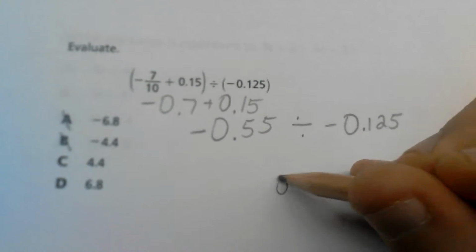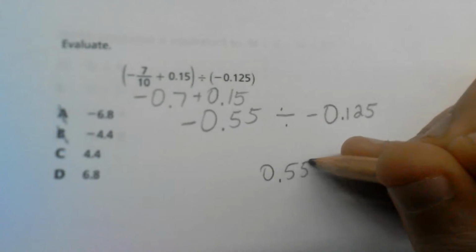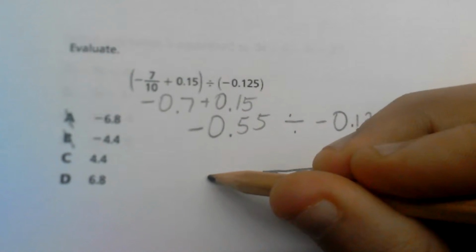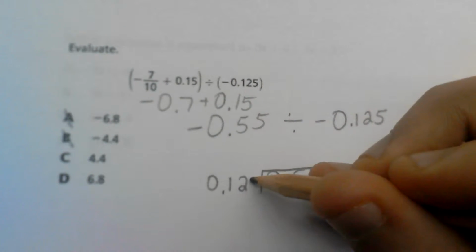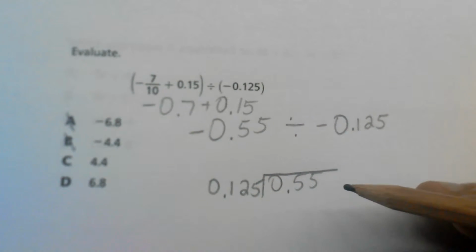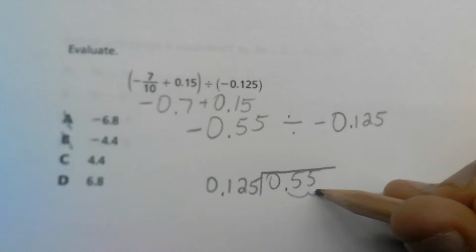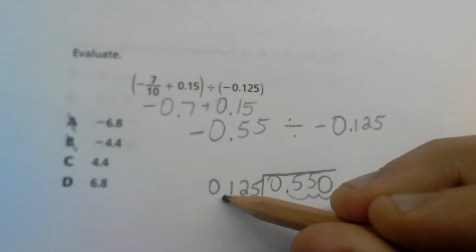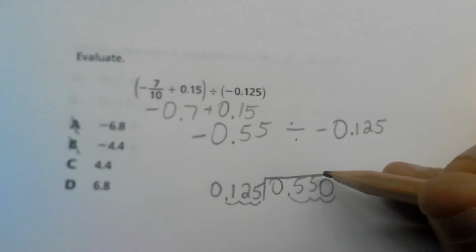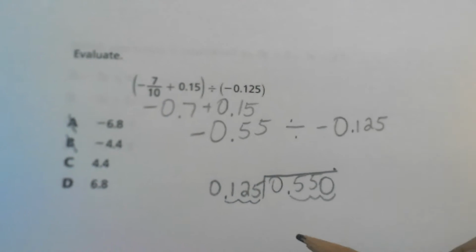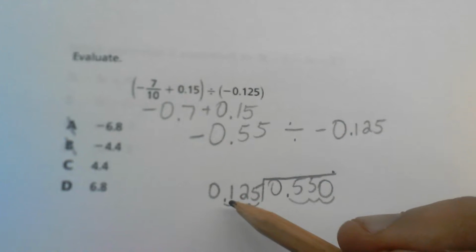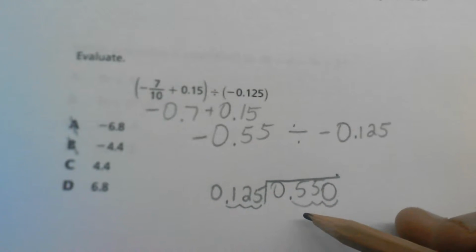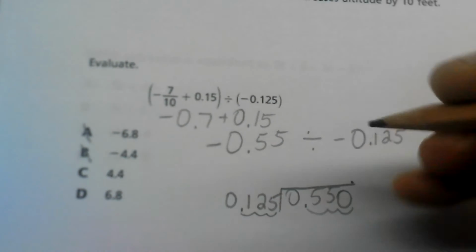So I have 0.55 divided by 0.125. So let's move these decimal points, move this actually 3 times, so we can get rid of that right there. 1, 2, 3. I'm going to try to figure out how many times 125 goes into 550. I'm guessing, just based on this, that it's going to be 4. We could even try it.